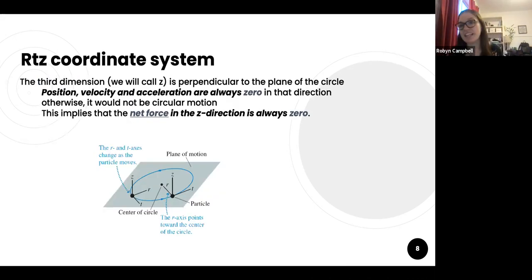All right, and finally we have Z. Z's not very exciting because we know Z from regular 3D motion, perpendicular to whatever plane the circle is in. Position, velocity, acceleration are always going to be 0 there, right? If it's moving up out of the plane, then we don't have circular motion anymore. So that means the sum of the forces in the Z direction always needs to cancel. It always needs to be 0. Otherwise, it's moving in and out of the circle, so it's not a circular motion problem anymore.